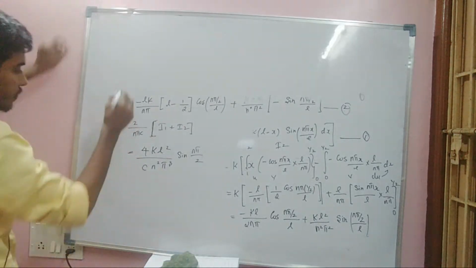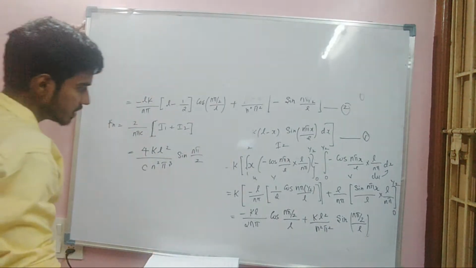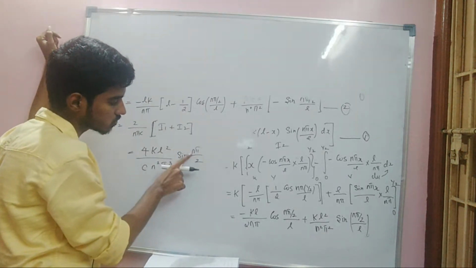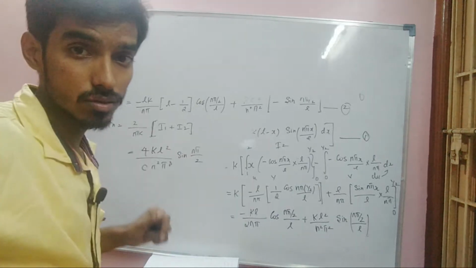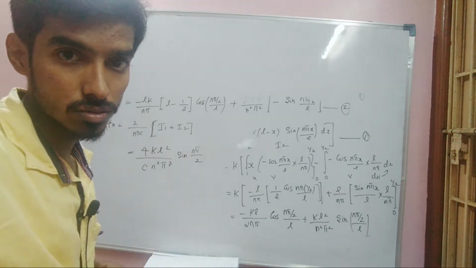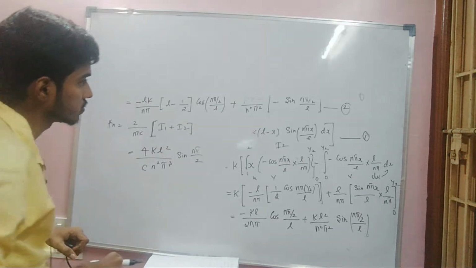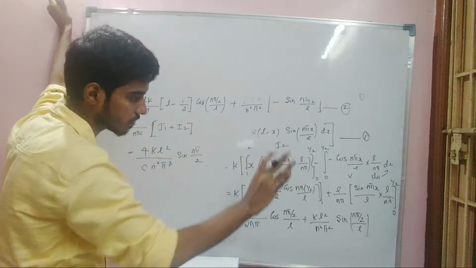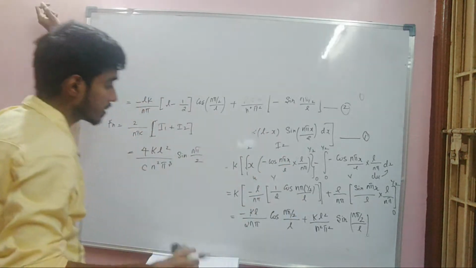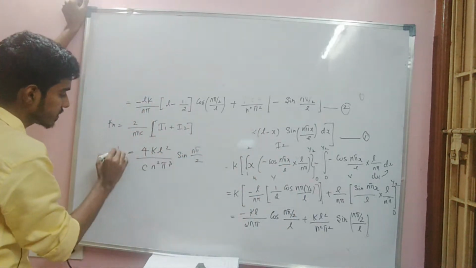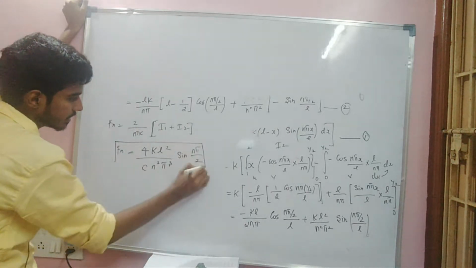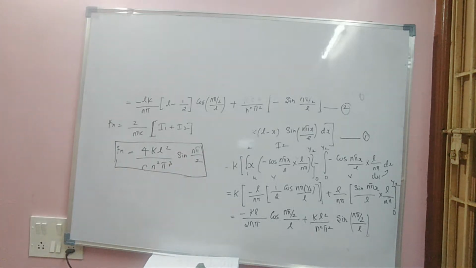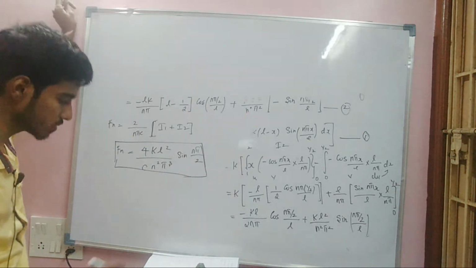So our Fn will be this, and when n is even, this will be 0, right? Because this 2 and this 2 will get cancelled. I think I made some minus error. So if you simplify this, you will get this as the answer, right? This is the answer: 4k L square by c n square pi cube sin n pi by 2.